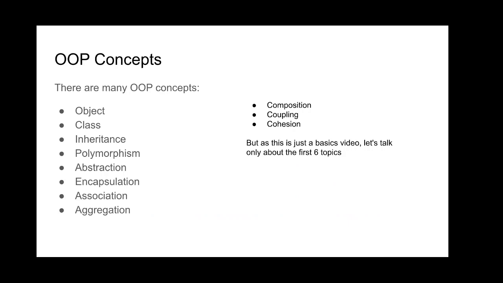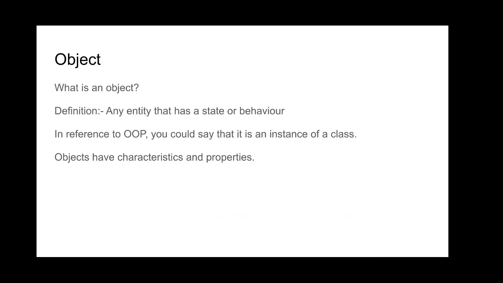Out of all these concepts, we will be looking into the first 6 concepts, which are object, class, inheritance, polymorphism, abstraction, and encapsulation. Objects. What is an object? In definition, it means that any entity that has a state or behavior. When you look at it from the OOP viewpoint, you could say that it's an instance of a class. Objects have characteristics and properties that are of the class that they belong to.